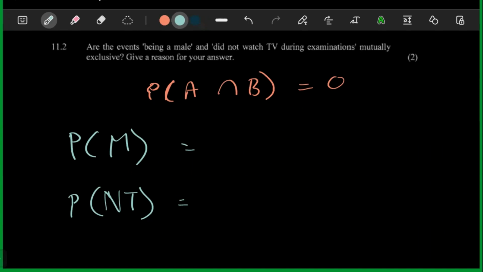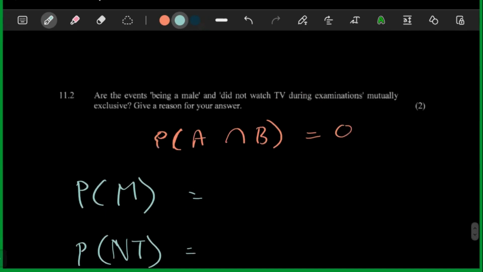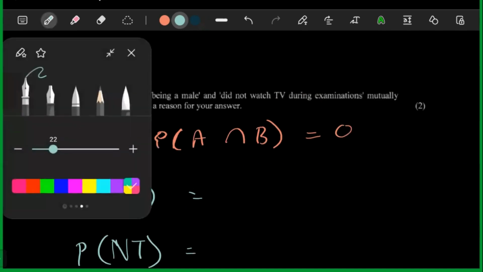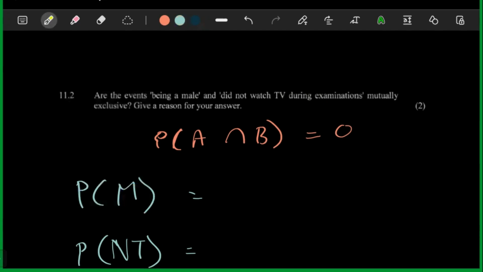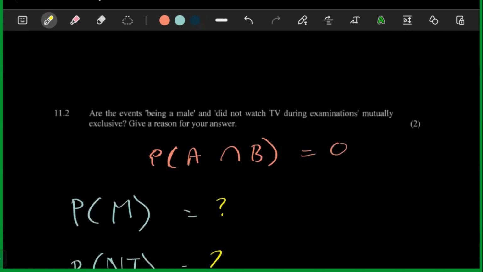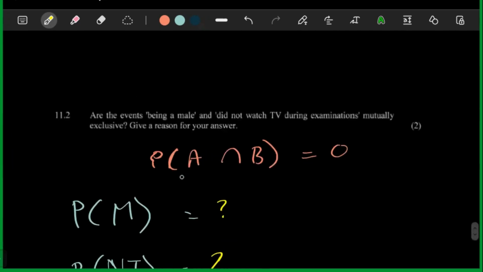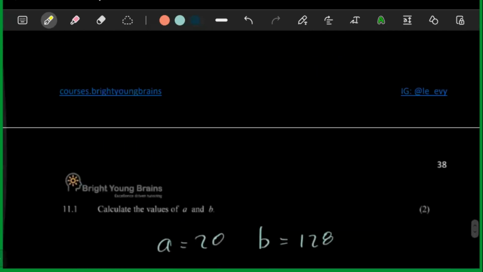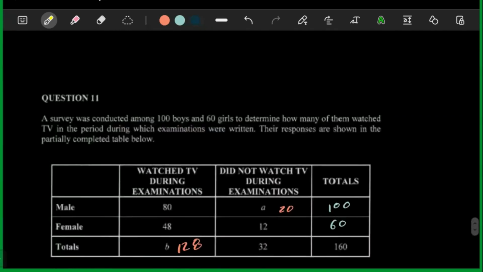But the thing now is, once we get those two probabilities, what we need to keep in mind is this is a 2-mark question. So any 2-mark question, we really don't have to overthink it. Without overthinking it, funny enough, fortunately, our table can show us where you have males and not watching TV meet. So people that don't watch TV but that are male, you have 20 of them.